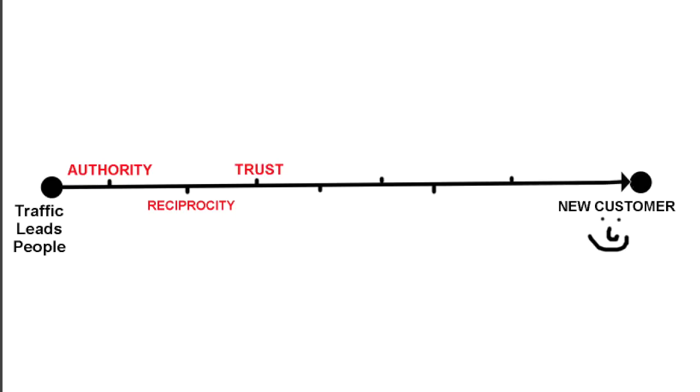Now the next one is trust. Reciprocity and trust play a role together, because when you give so much to someone, naturally they're going to trust you, and people only do business with those they know, like, and trust. If they don't trust you, they're not going to buy your product or service, plain and simple, all right?